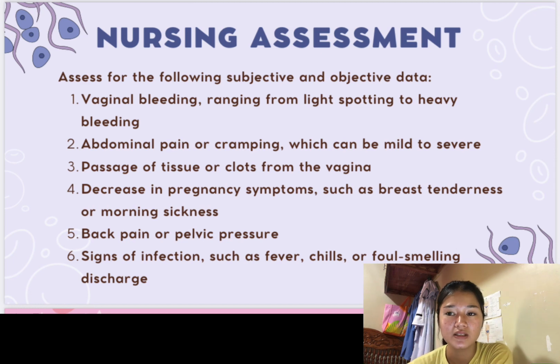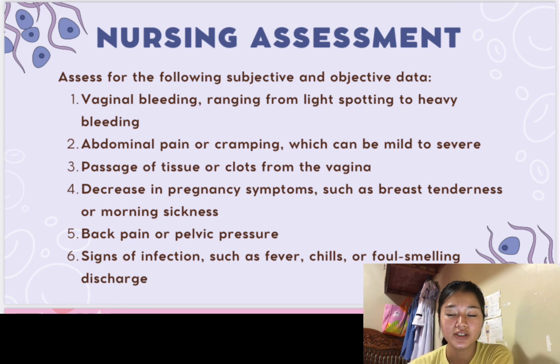Next is nursing assessment. Starting from assessment, assess for the following subjective and objective data. First, vaginal bleeding, ranging from light spotting to heavy bleeding. So we could measure the amount of blood loss of the mother, and abdominal pain or cramping, which can be mild to severe, and passage of tissue or clots from the vagina. So we should check if all of the products of conception are complete, starting from the fetus, and decrease in pregnancy symptoms such as breast tenderness or morning sickness, and back pain or pelvic pressure, signs of infections such as fever, chills, or foul-smelling discharge.